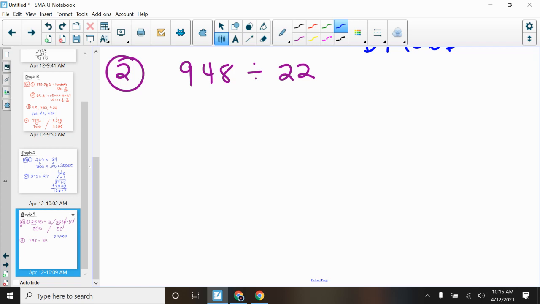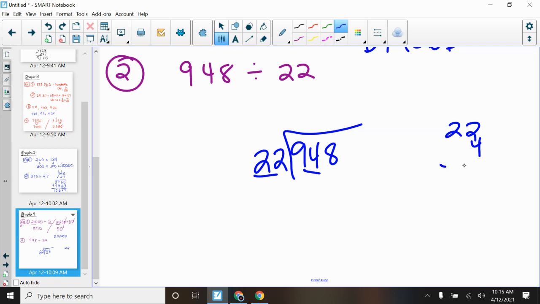All right, so let's set this up. 948 divided by 22, okay? So 22 will go into 94 about how many times? Who wants to take a guess? Somebody says 3? If I tried to do 4, that would be 88. Yeah, so I would say 4 is going to get me closer. So 4 goes on the roof directly above the last digit I used. I bring down my 88.